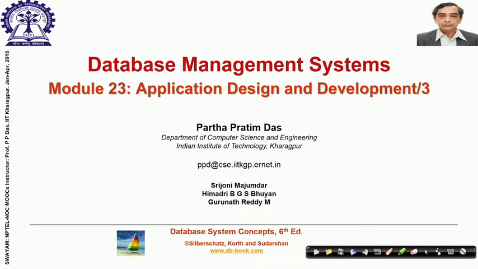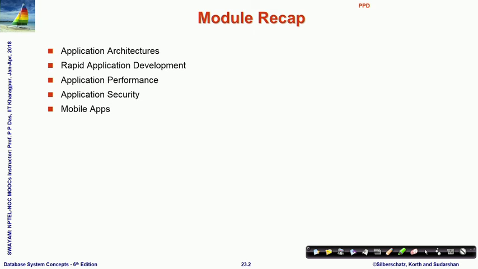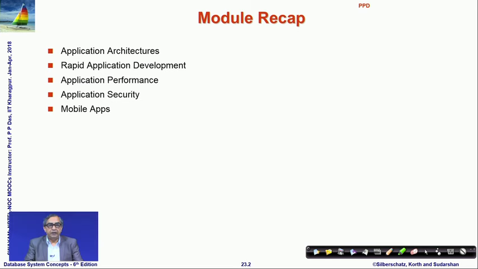Welcome to module 23 of database management systems. We have been discussing application design and development, and this is the third and concluding module in that regard. In the last module, we discussed different aspects of application architecture, rapid development process, issues in performance and security, and took a glimpse at what is required for doing a mobile app.